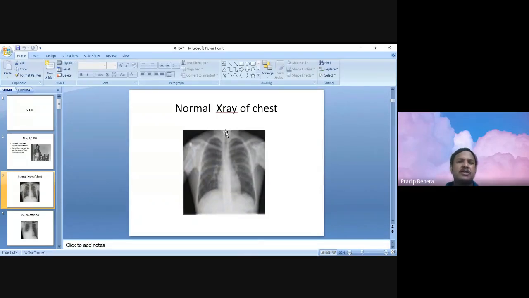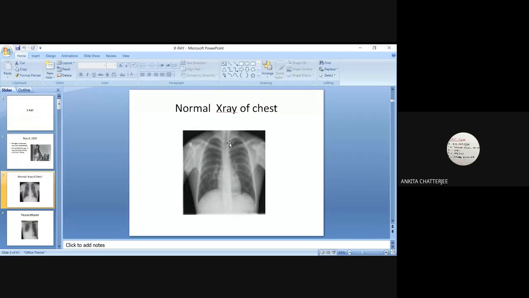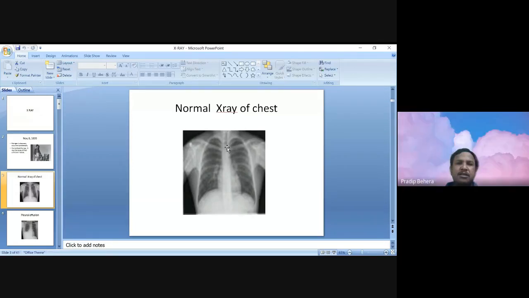So first we describe the trachea. Can all of you identify the trachea in this X-ray? Yes, sir. Hello, Ankita and others. In the midline there is a vertical shadow which is black, appearing black, that means it contains gas, air inside. So this is the trachea.